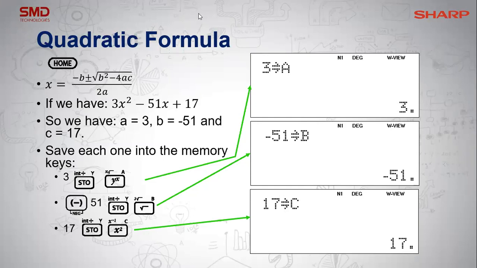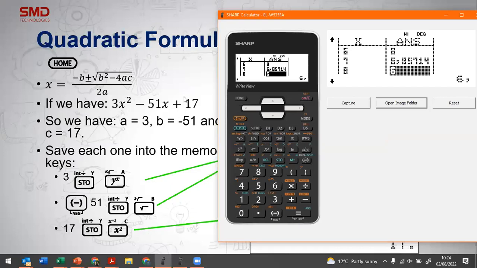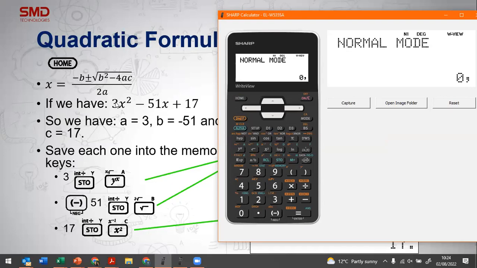Now, what's really nice here as well is that we can use the calculator for the quadratic formula. So I want to share both my screens with you again. You can see both. And so what we've got is our expression, which is 3x squared minus 51x plus 17. I should have written equals 0, but anyway. And what we're going to do is we're going to save the a, b, and c values into our a, b, and c memory keys. Okay, so to do that, we write down first the number we are saving, then we press store and we save it into the memory key that we want to save it into.